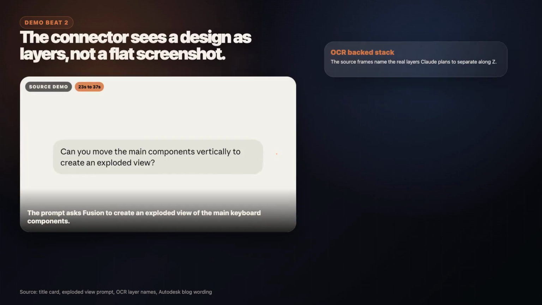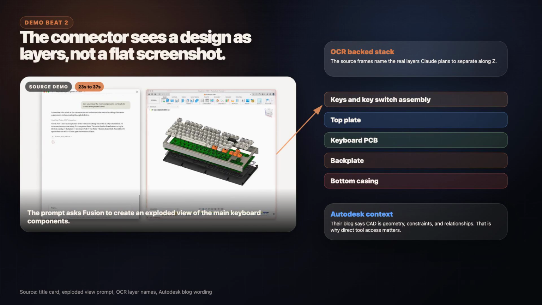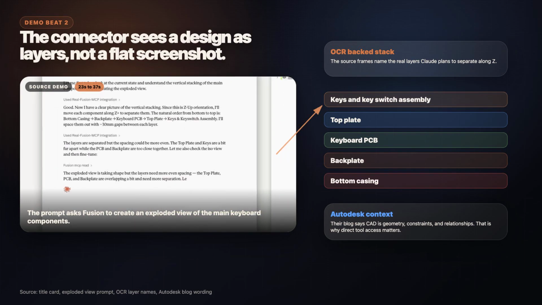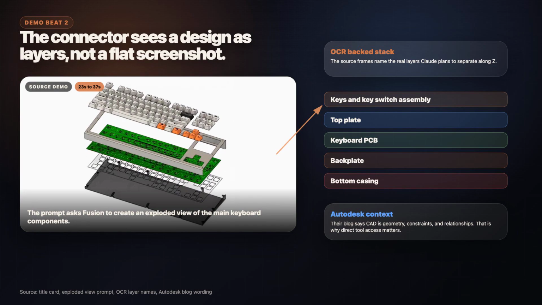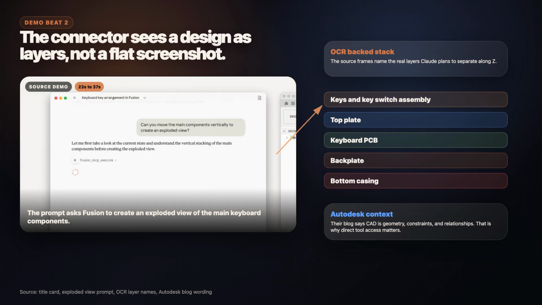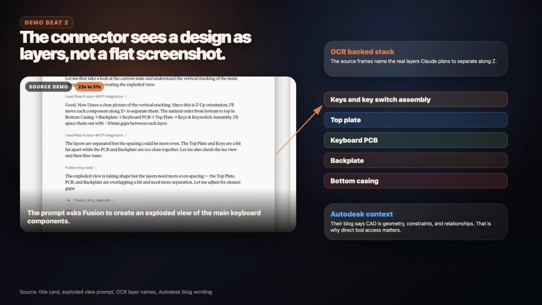The second beat is inspection. The video cuts to the line, see inside your designs, then shows a request to move the main components vertically and create an exploded view. OCR from the source frames names the stack: bottom casing, backplate, keyboard PCB, top plate, and the keys and key switch assembly. Claude says it will separate them along the Z-axis with roughly 30mm gaps.